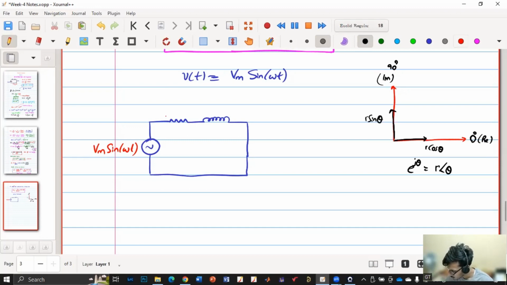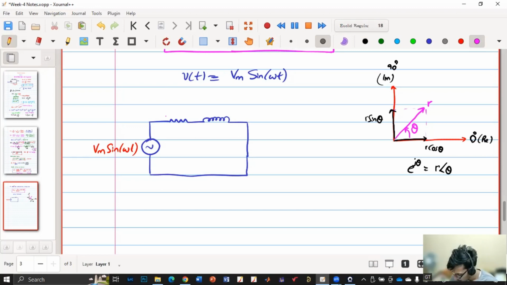So now the net summation will be like this. So this is my r at an angle theta. When I say r angle theta, it has a magnitude r at an angle theta with the x-axis being real and y-axis being imaginary.